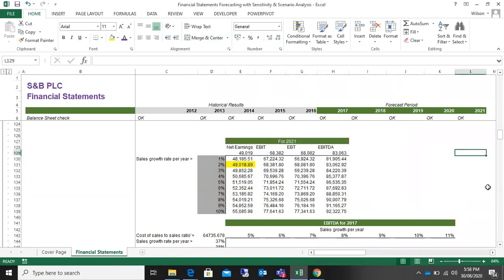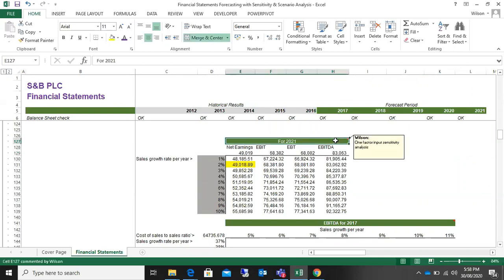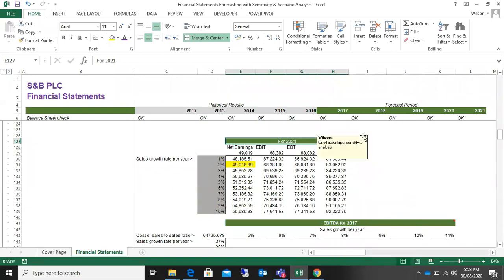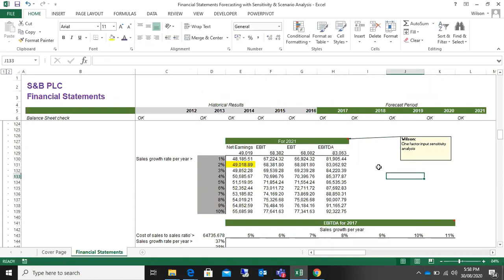Is that understood? All right. So that is it for a one-factor sensitivity analysis. If you see what I have here, I've told you that this is, let me just show the comments. So I've told you that this is a one-factor sensitivity analysis.